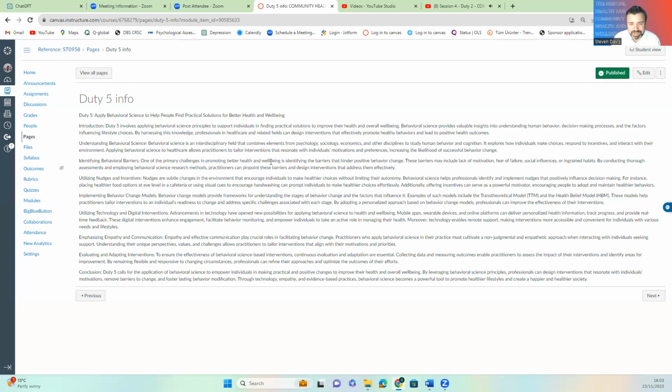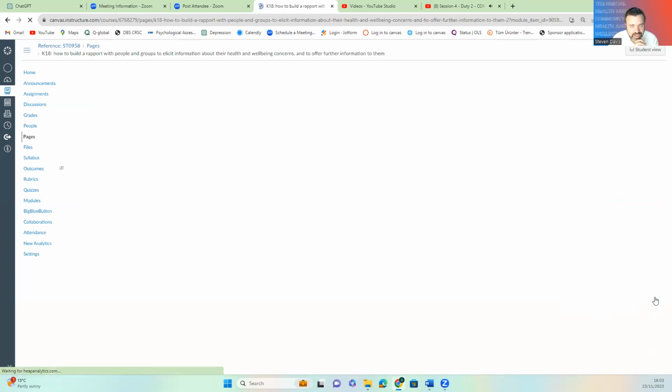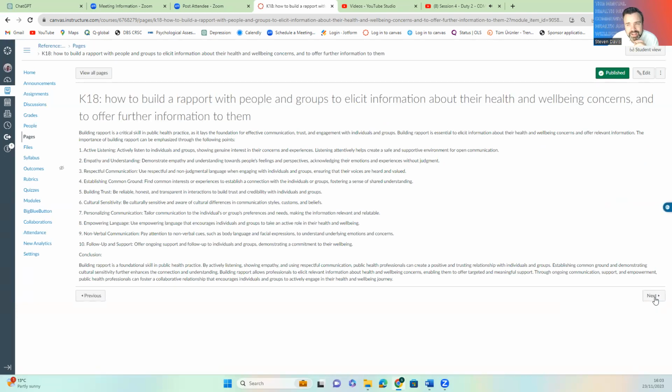And then evaluate and adapt those interventions. So just making sure that, ask them, is that working? No, it's not really working. Okay, what do you think we could do to tailor that? What can we do? So it's this constant negotiation and working with them. So when we think about building rapport and managing groups and eliciting information for their health and well-being concerns, we want them to feel that we're listening to them. So active listening is truly the skill here.